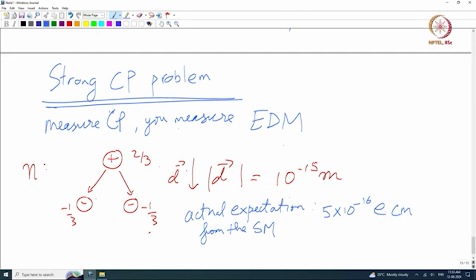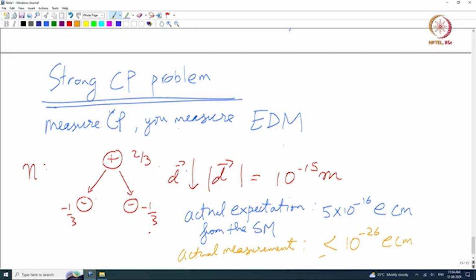Now I am going to write down the actual measurement. The actual experimental measurement is that they have not measured the EDM of a neutron. What they have done instead is to set a bound, an upper bound on what this is, and that upper bound is about a billion times or 10 billion times smaller than what is expected. This is just an upper bound. It is not even a measurement.